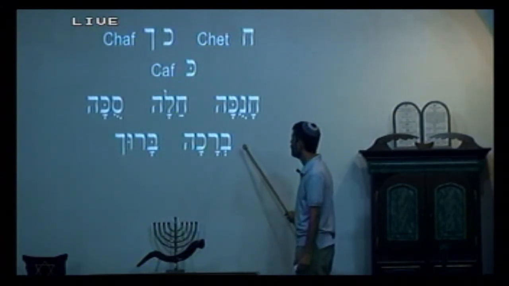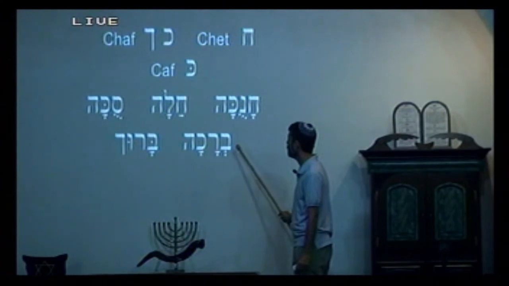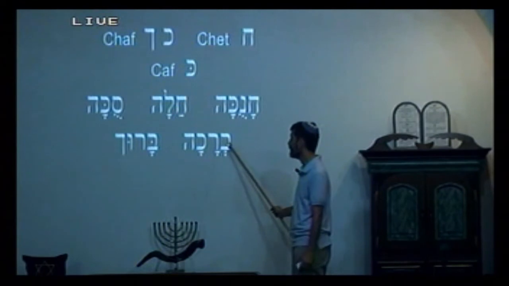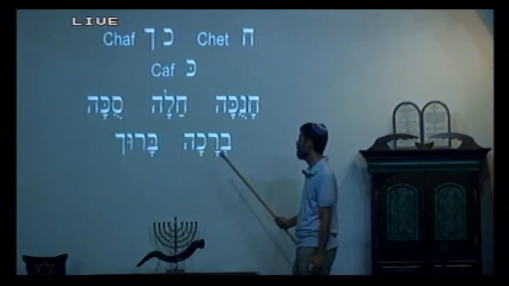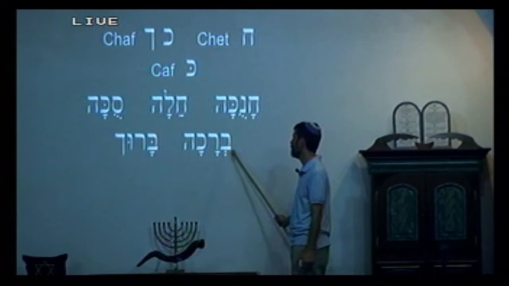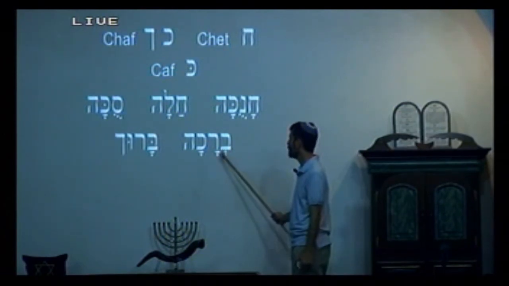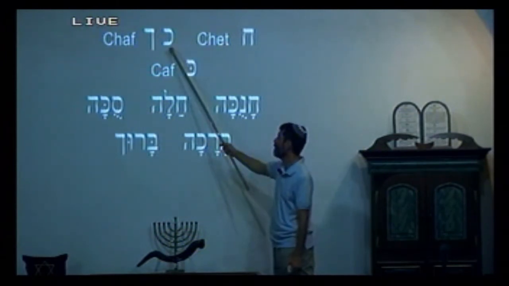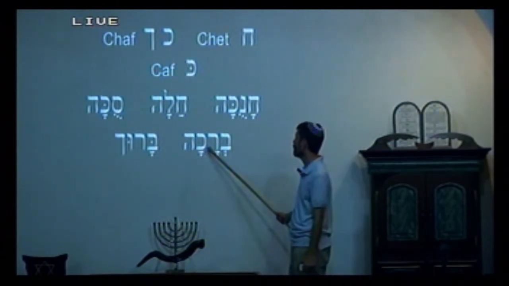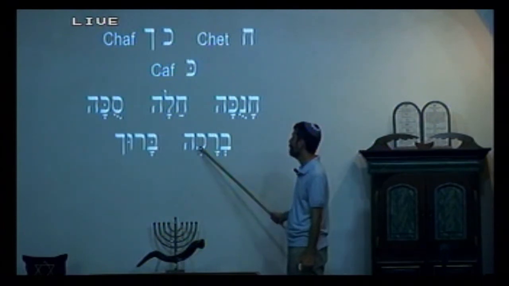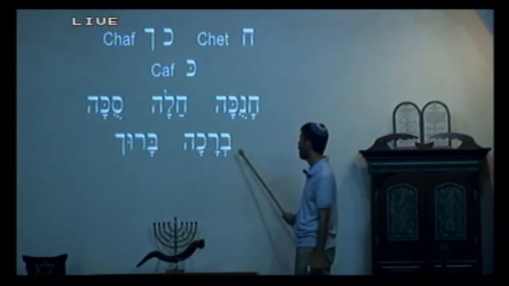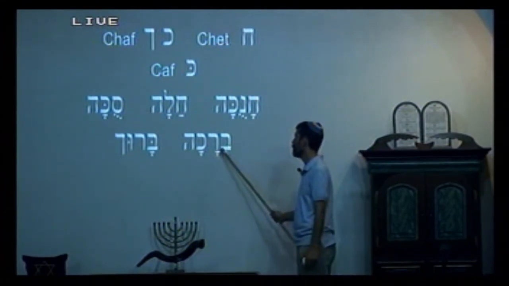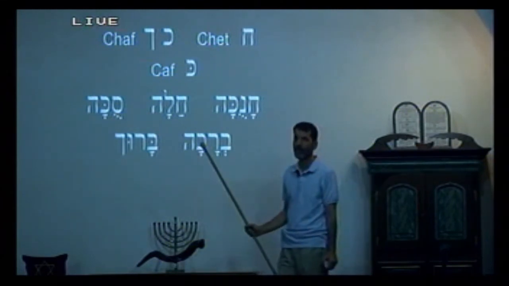Okay, sorry, I messed up in spelling this here. This should have a ball inside it. It should be a Bet, not a Vet. All right, so let's picture that as a Bet with the silent, the Resh, the ah, the Chaf, the ch sound, the ah, and the Hey. Bracha, the blessing.